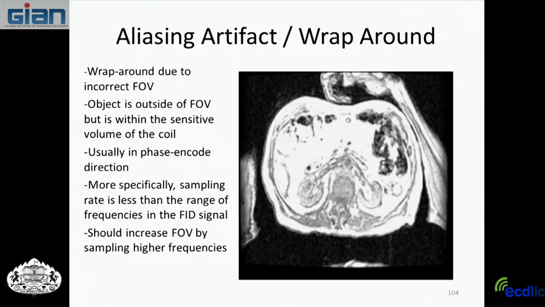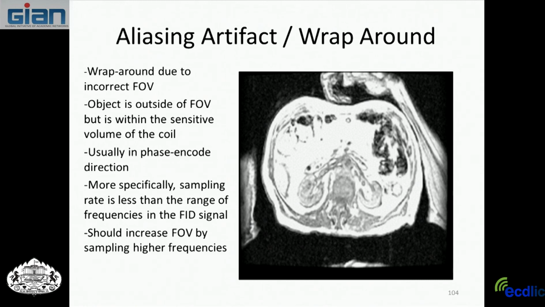Okay, so this is what an aliasing artifact might look like in the spatial domain. It's called a wraparound error, where the object is outside the field of view. What you can see here is somebody's abdomen and their hand, but in this case the top of the hand actually comes out at the bottom of the image. This is due to problems with sampling and the field of view.